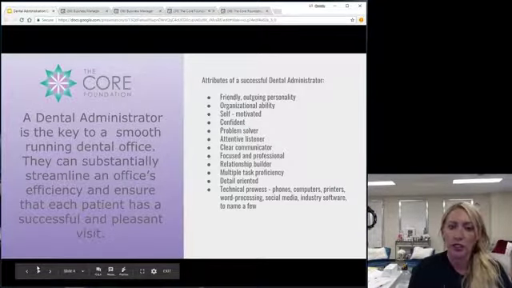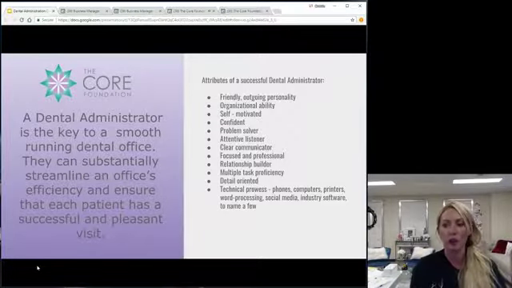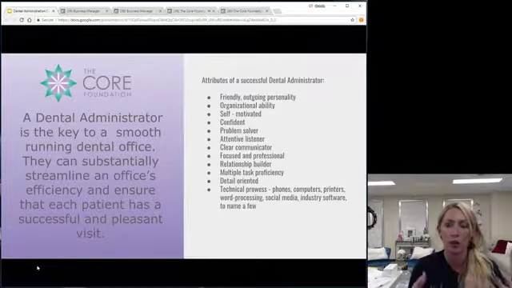A dental administrator is the key to a smooth running dental office. They can substantially streamline an office's efficiency and ensure that each patient has a successful and pleasant visit. It truly is something when you can come into an office, and not every office has their system streamlined. Not every office has policies and procedures. Not every office has an organizational chart. And building those things is part of what you will learn in this course.